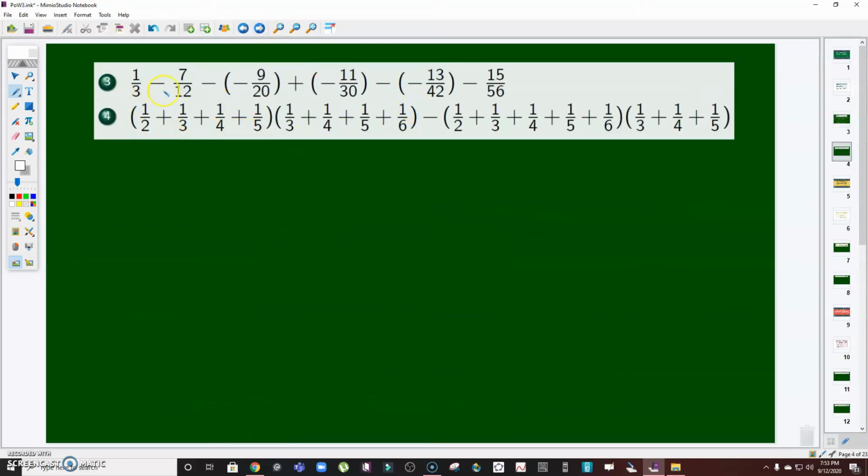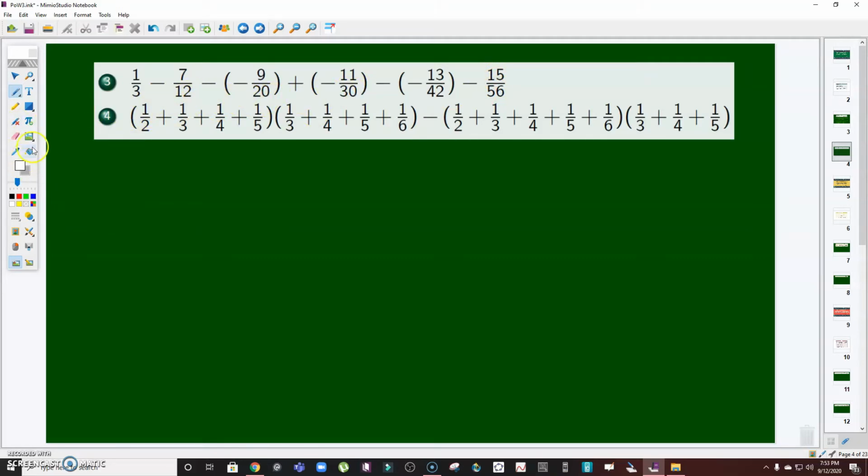Problem number 3. 1/3 minus 7 over 12 minus negative 9 over 20 plus negative 11 over 30 minus negative 13 over 42 minus 15 over 56. Of course, we're not going to get the LCD here.